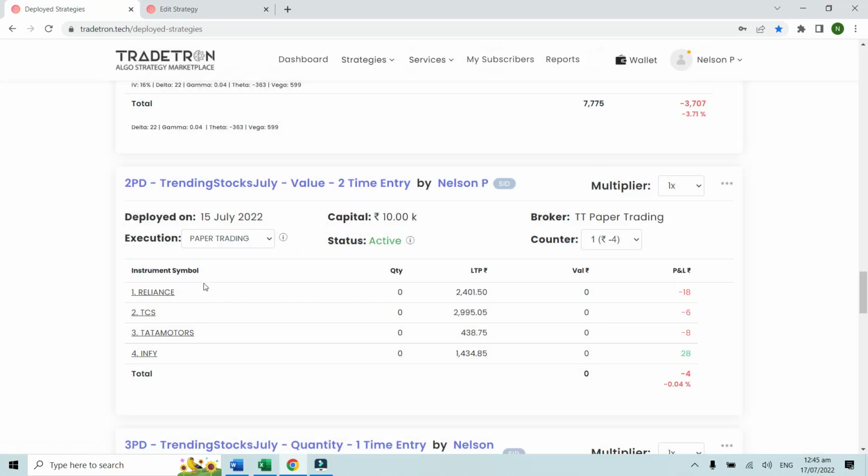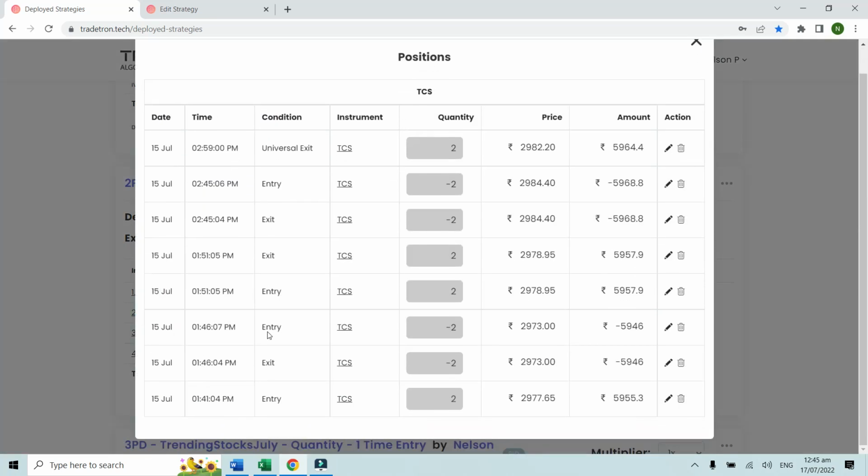through the positions detail. Similarly for TCS also, if you see, there was a first entry on the buy side at so and so time. The second entry on the buy side was at 1:51 p.m. The first short entry was at 1:46 p.m. and the second short entry was at 2:45 p.m., and then after that there was a universal exit directly.